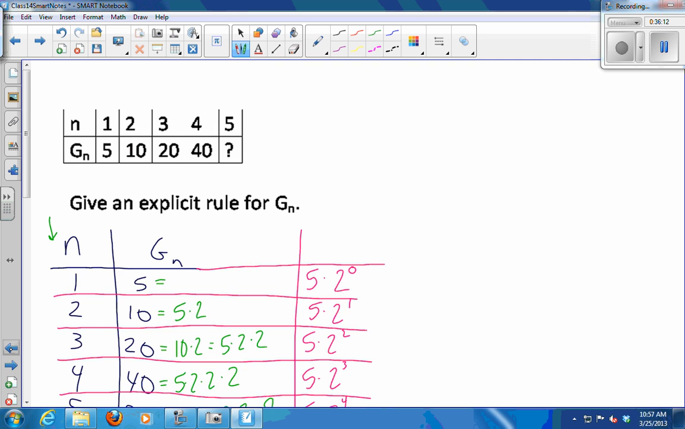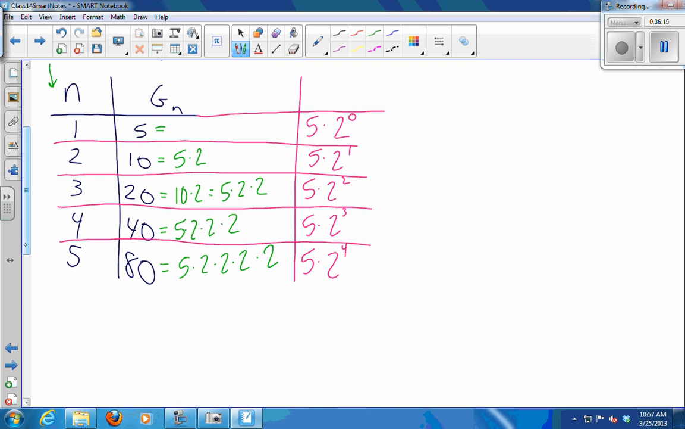All right, so when I come back over here, I've written all my entries now as 5 times 2 to the something. So what I'd like to do now is say for a random n, it's going to be 5 times 2 to the something. And the question is, what should that something be? It has to be related to n to make an explicit rule. Say it again. N minus 1. So explain why it's n minus 1, please.